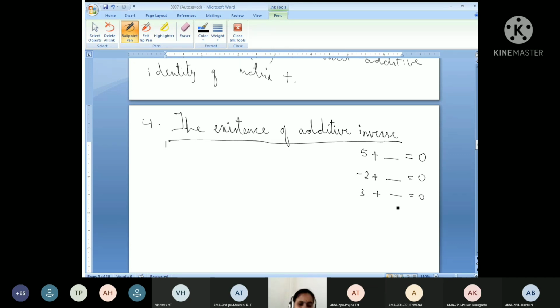Now see, what am I writing here? This is the additive identity, correct? If the sum of two numbers is equal to the additive identity, then they are said to be additive inverses of each other. For example, minus 5. If you do 5 plus minus 5, or minus 5 plus 5, the answer is 0. 0 is the additive identity. If such a thing happens, we say the additive inverse of 5 is minus 5, and the additive inverse of minus 5 is 5.